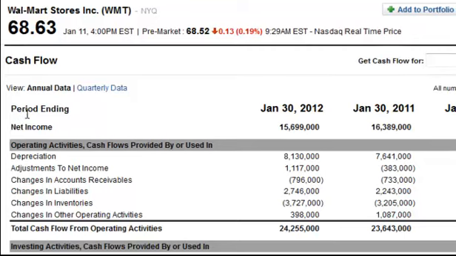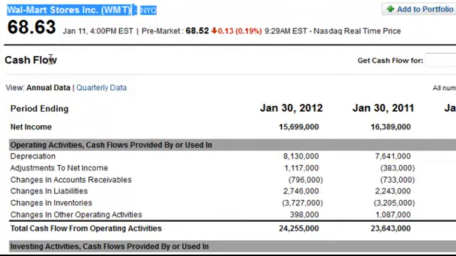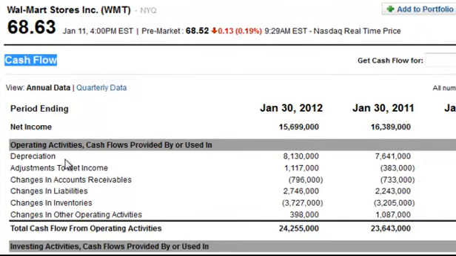For this example, we'll be looking at Walmart Stores Incorporated, starting of course with the cash flow statement. You'll be looking under the operating activities at one of the assets, noted as inventories, and we'll be looking at the change in the inventories, precisely this figure here, and we'll get this figure from the balance sheet. So let's go quickly to the balance sheet and see what we're looking at here.